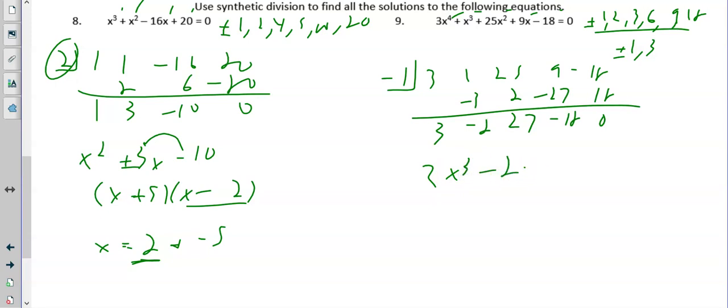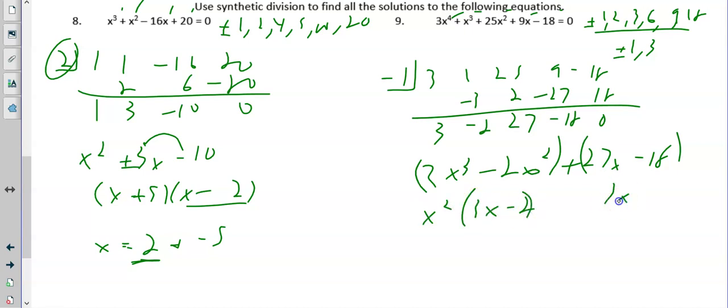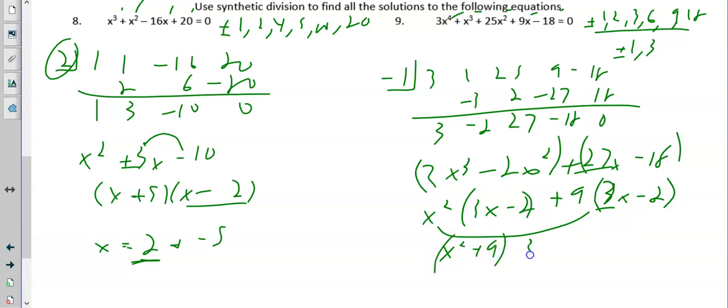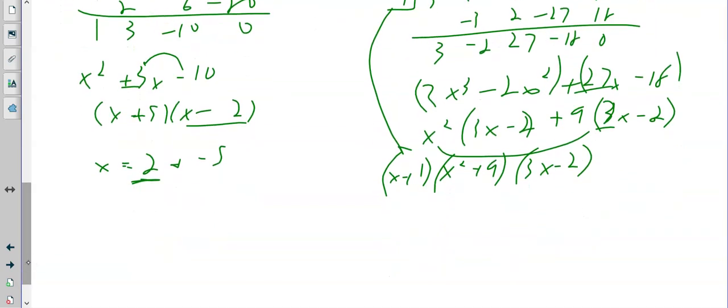3x cubed minus 2x squared plus 27x minus 18. Factor by grouping. I'm going to take out an x squared, which gives me 3x minus 2. I write 3x minus 2 here. What do I divide this by to get this? That would be a 9. It's a plus 9. So that gives me x squared plus 9 and 3x minus 2. And don't forget to bring this down, x plus 1. Most common mistake is not bringing that down.